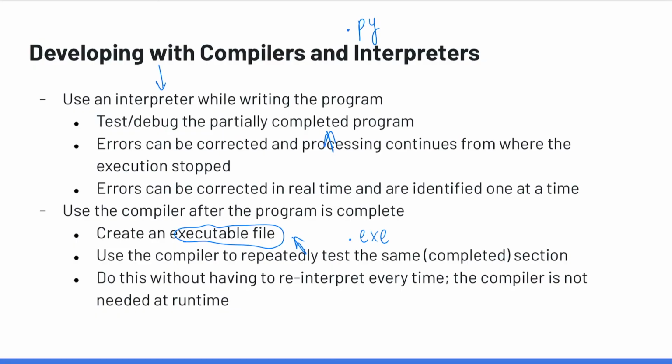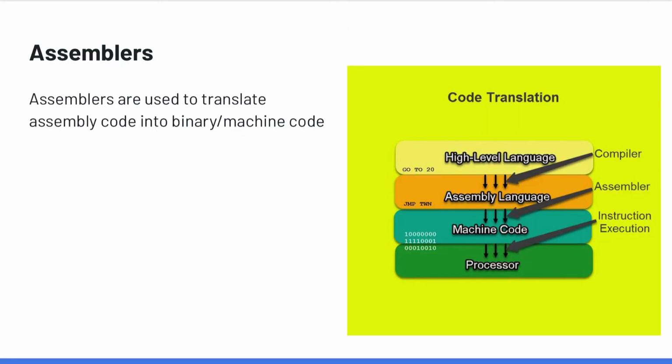We can use interpreters when we're doing the actual development, and then when we want the user to be able to execute a program, we can use a compiler. Now, the next way we can translate code to machine code is using an assembler. But this is a very special case. Assemblers are only used with assembly language. Assembly language does not correspond to a high-level programming language like Python or C++. It's usually very low-level, and more difficult to write.